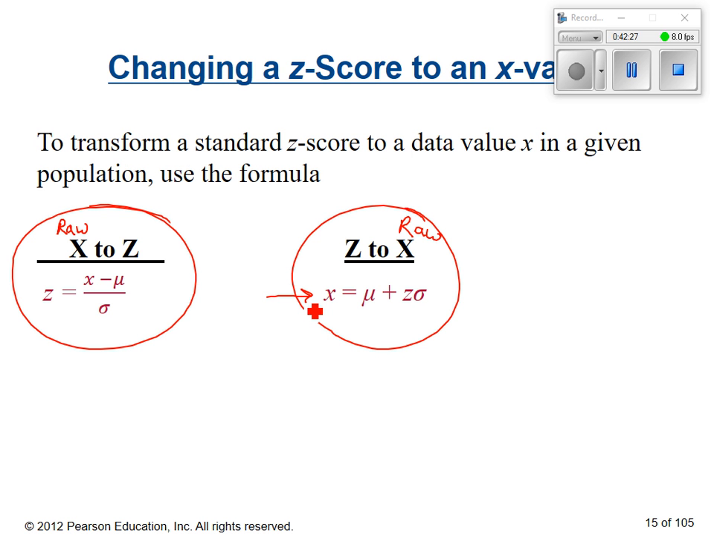Again, the reason we want this formula: you're not going to want to tell somebody, hey, we need the braking distance to be between negative 1.96 and positive 1.96 z-scores. That's not going to make sense to anybody. But if we can change those z-scores into raw scores, which in that case would be like feet, that's going to make more sense to the person.